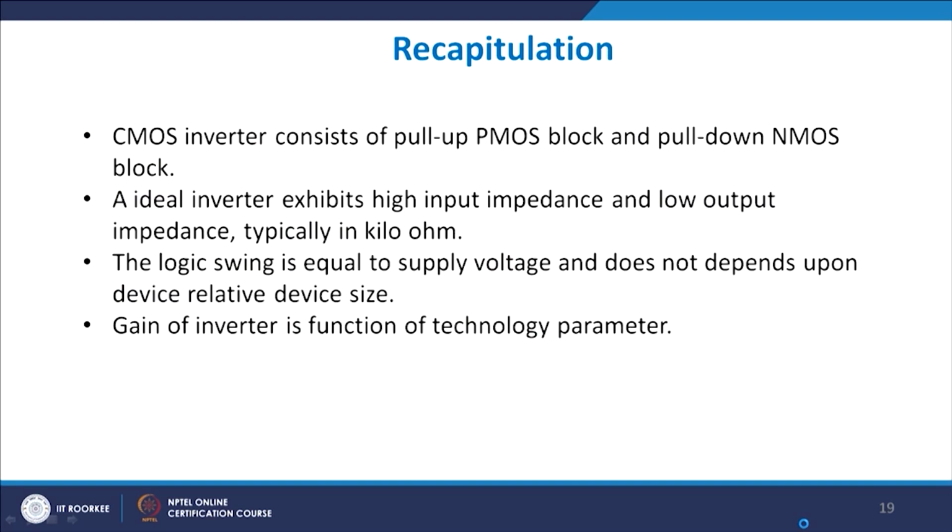So, let me recapitulate what we did. CMOS consists of a PMOS block and an NMOS block. An ideal inverter has a high input impedance and 0 output impedance. The logic swing is equal to the supply voltage and does not depend upon the relative device size, and the gain of the inverter is mostly a function of the technology.